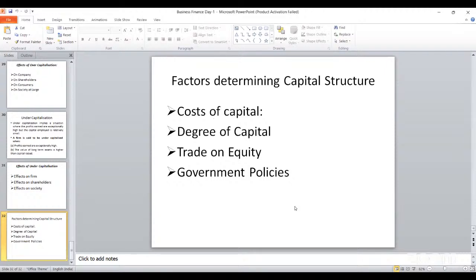Then you have factors determining capital structure, that is cost of capital, degree of capital, trade on equity, and then government policies. Fine. January 19th.